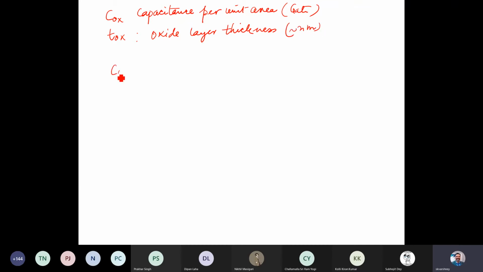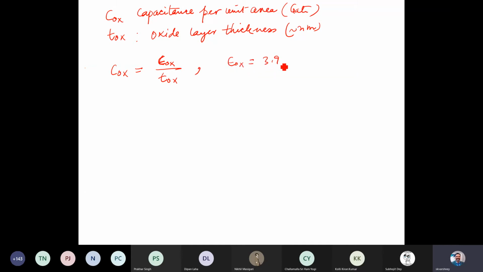So we can obtain the COX. Basically, if we know epsilon oxide, the dielectric constant for the oxide layer, divided by TOX, this is the capacitance per unit area. That's the reason: epsilon by T. So the permittivity, if we use the dielectric silica, is epsilon OX.